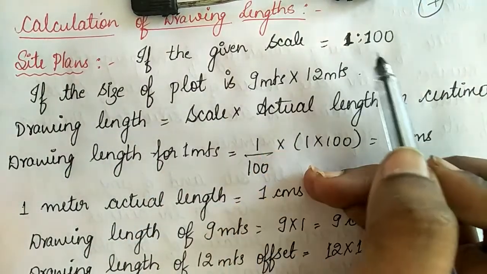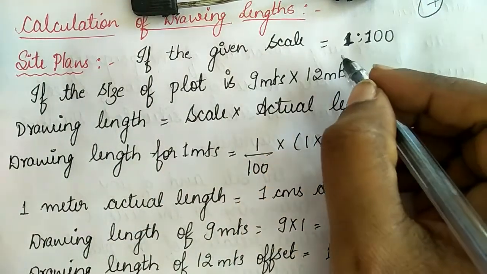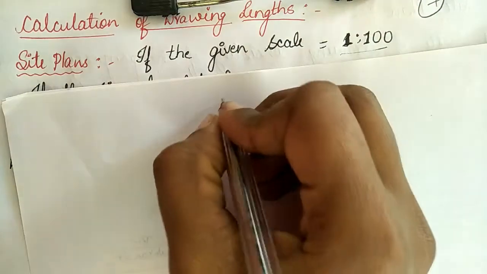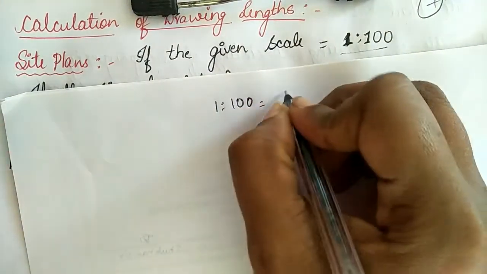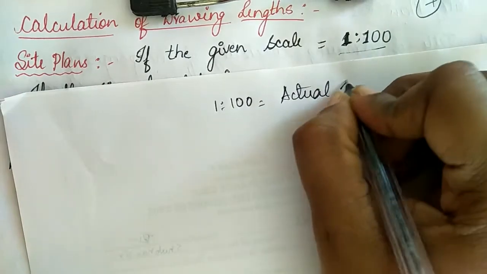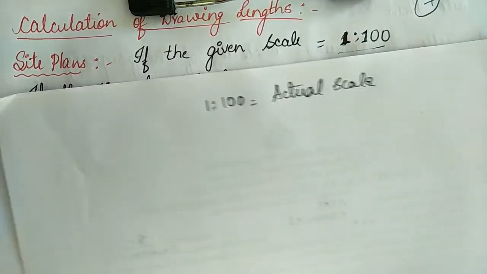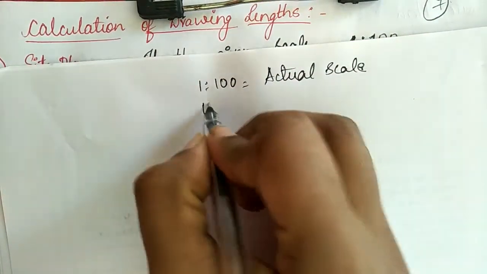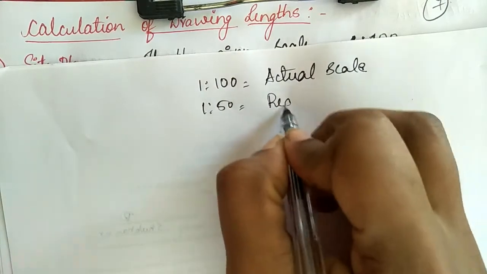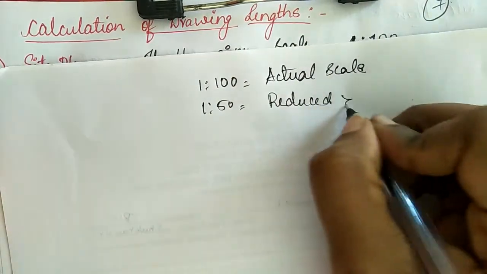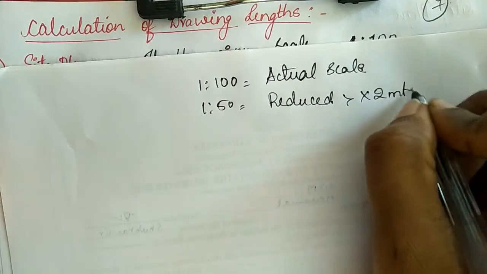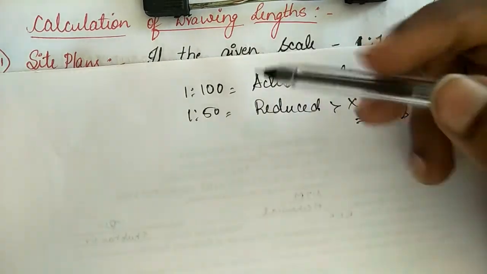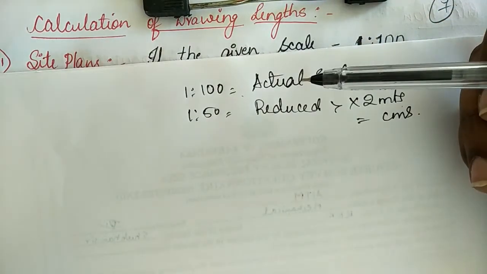See, if the given scale is 1:100, you already know how to convert these scales. 1:100 is nothing but the actual scale itself, right? You have already done this in your drawing in the previous semester. And if it is 1:50, you're going to reduce this, that is, if you multiply it by 2, it will directly get converted to centimeters. This is already clear to you. If it is a 1:100 scale, it will be actual as it is.